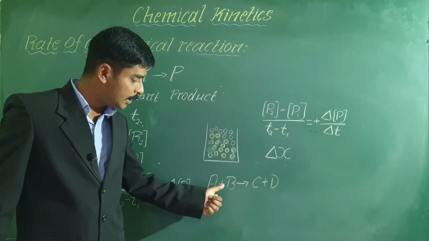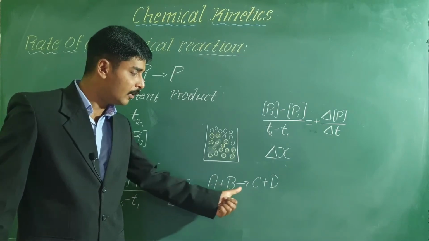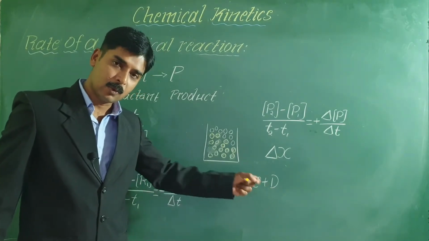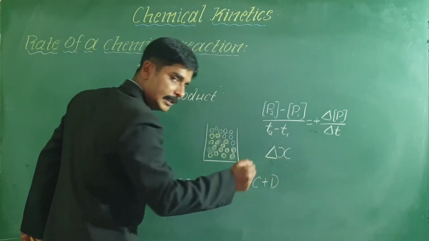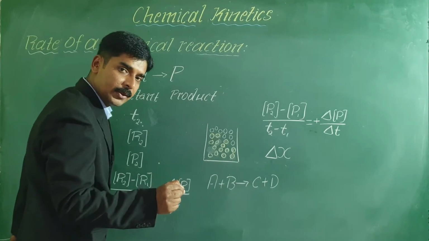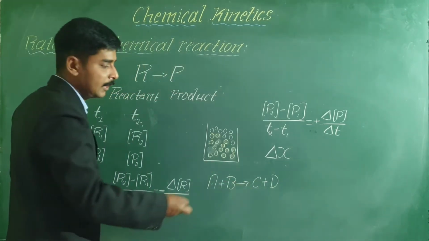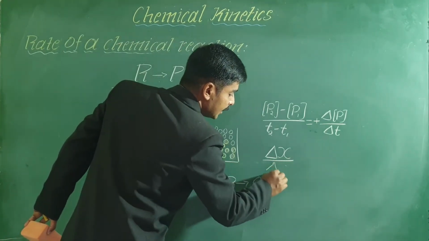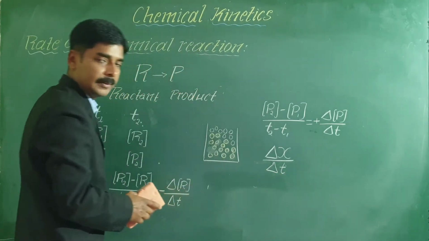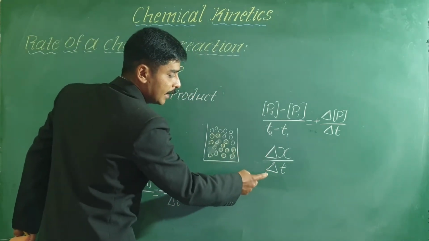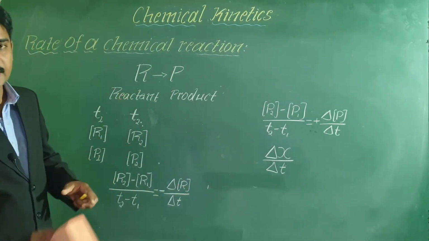That is, you can measure the rate of this reaction with respect to any one of the reactants or any one of the products. So what I am doing is, I will assume that this delta X is the change in concentration of any one of the reactants or any one of the products, and delta T is the change in time, that is the time interval. Now delta X by delta T is called the rate of a reaction.